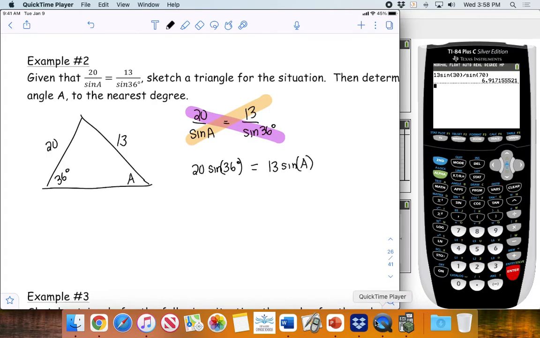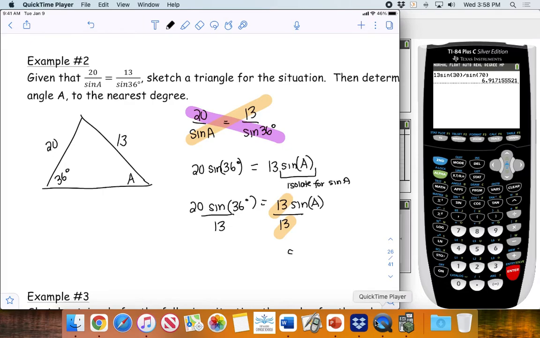Next, we need to get sine A by itself. Isolate for sine A. Get it by itself. In order for us to do that, we actually have to get rid of that 13 that's glued to it right now. Whenever there's no symbol between them, that means that they're multiplying. So we need to divide both sides by 13. Divide the right side by 13, divide the left side by 13. Those guys cancel each other out.